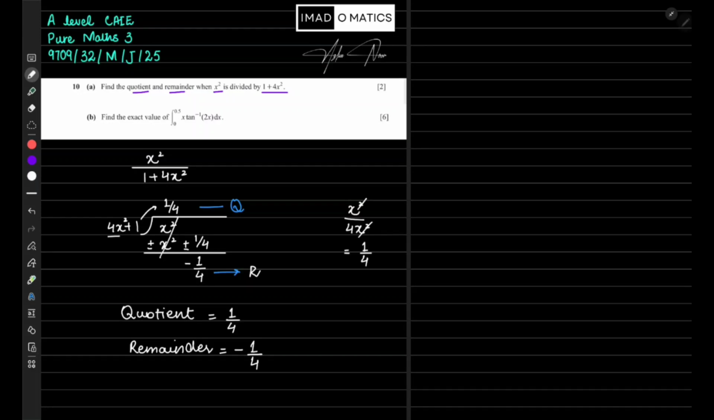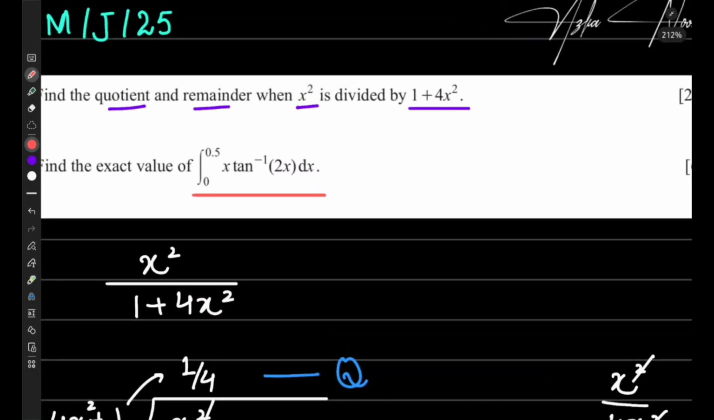Let's get into part B. Part B says find the exact value of this integral from limits 0 to 0.5 of x times tan inverse of 2x dx. Okay, as we can see clearly, there are two operators here. We can call it operators or expressions.